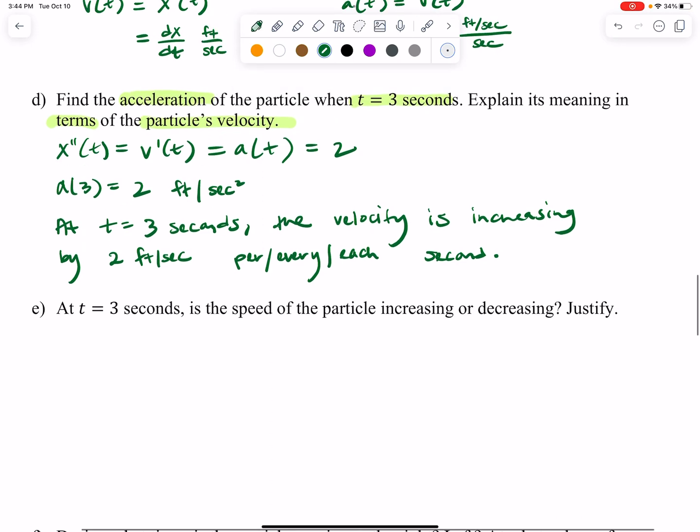Because we weren't just asked for the acceleration. We found the acceleration, but we were asked to answer in terms of the particle's velocity. So velocity is increasing at a rate of 2 feet per second.